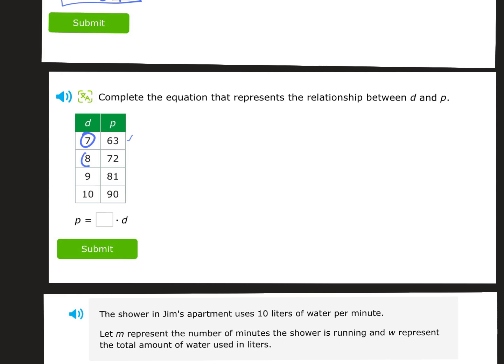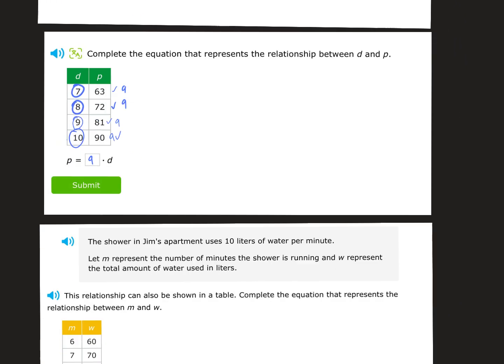If we now plug in 8 for D, 8 times what's going to get us 72? That gets us 9. So we already have two 9s here. 9 times 9 gets us 81, and then 10 times 9 gets us 90. So we know that the value there is also 9.